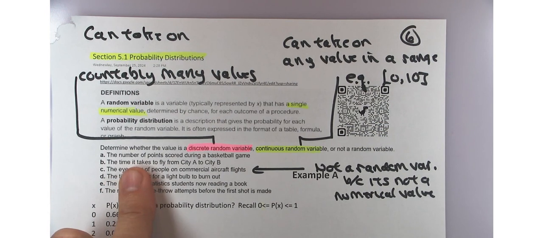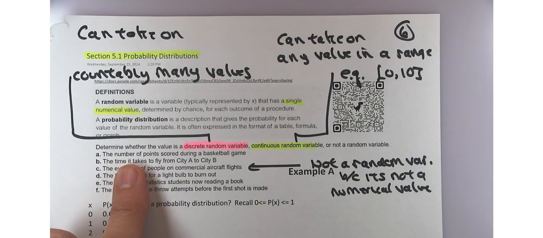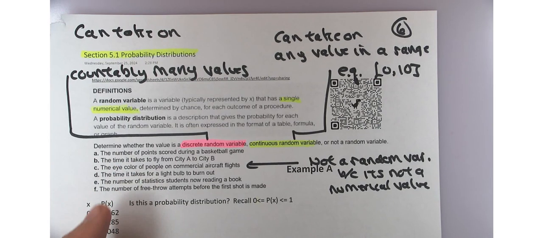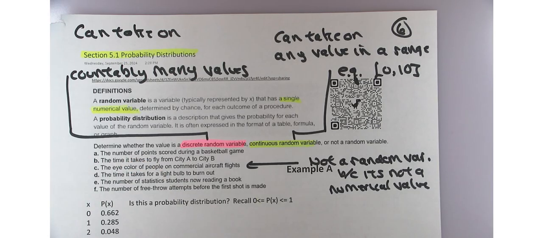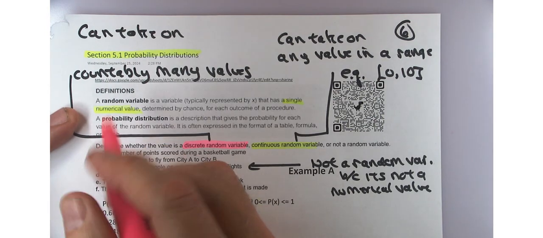So for instance, when we look at the number of points scored during a basketball game, can you score 8.6 points or square root of 2 points? No. There's a lot of gaps in there. But you can score 10 or 12 or lots of other possibilities, hopefully closer to 100, but it is a discrete random variable. So I'm just going to kind of color code these. This one's a discrete random variable.